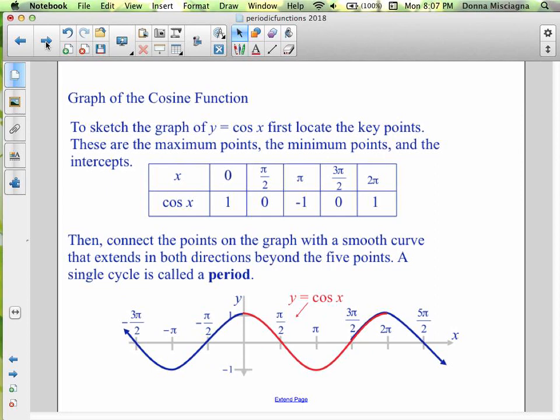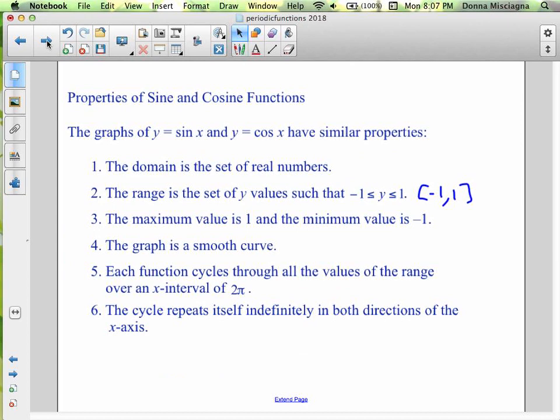The graph of the cosine function. To sketch the graph of the cosine, we're going to locate its key points. Its key points are at (0, 1), (pi/2, 0), (pi, -1), (3 pi/2, 0), and (2 pi, 1). And again, just draw an arrow at the end because the graph isn't ending. We're only graphing one cycle, and we know it's going to repeat and do the same thing over and over again. So we'll just graph one cycle of it, one period.